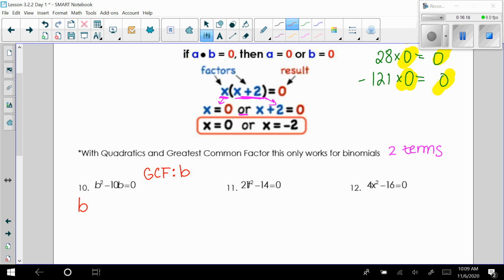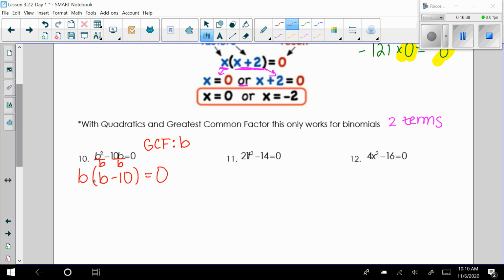So I'm going to put a b on the outside. And then if I divide b out of here, I'm left with just one b. And if I divide b out of here, I'm left with just minus 10. All right, so that's our first step, factor out the GCF. The second step now is, since this equals 0, that means either b has to equal 0 or b minus 10 has to equal 0.